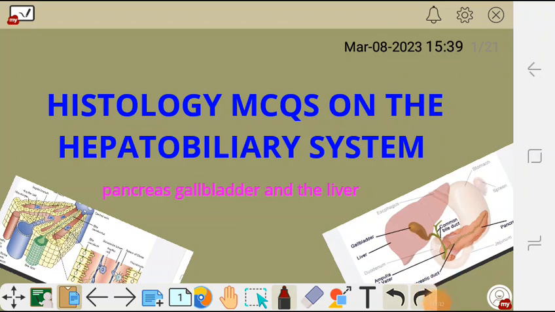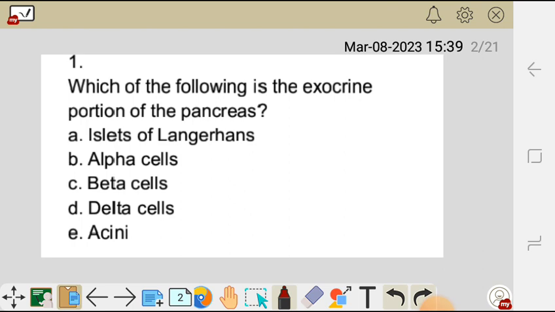Hi there, let's go through histology MCQs on the hepatobiliary system, which consists of the gallbladder and the liver, and we also have some questions from the pancreas. So question 1 reads, which of the following is the exocrine portion of the pancreas?